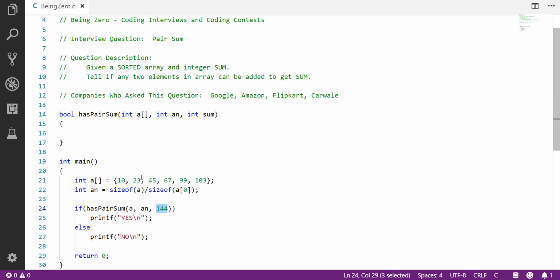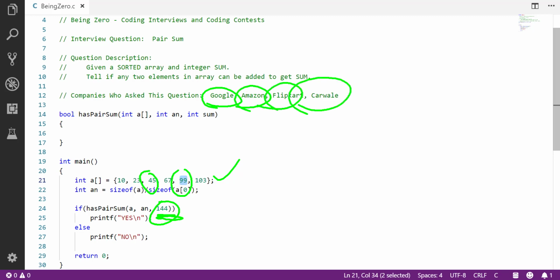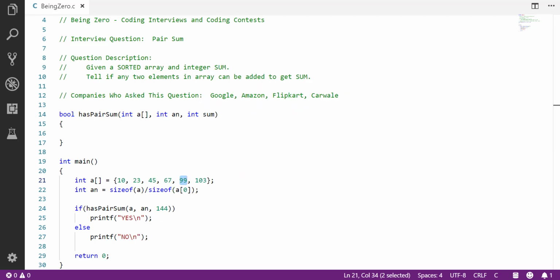Ideally, we can add 45 and 99 together. If you add these two values, the sum is going to be 144. But we have to tell this programmatically, because we can give any sum in this array. For every given sum our program should work. That's the goal. This question has been asked by Google, Amazon, Flipkart, Carvale. These are the companies which have asked this question in their interviews. And we have to solve it in the best time complexity that we can think of.